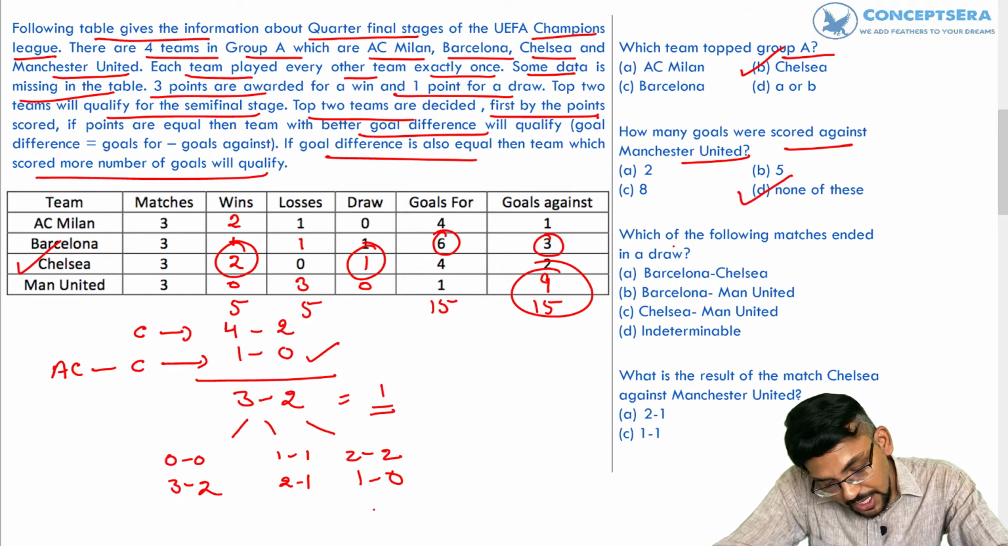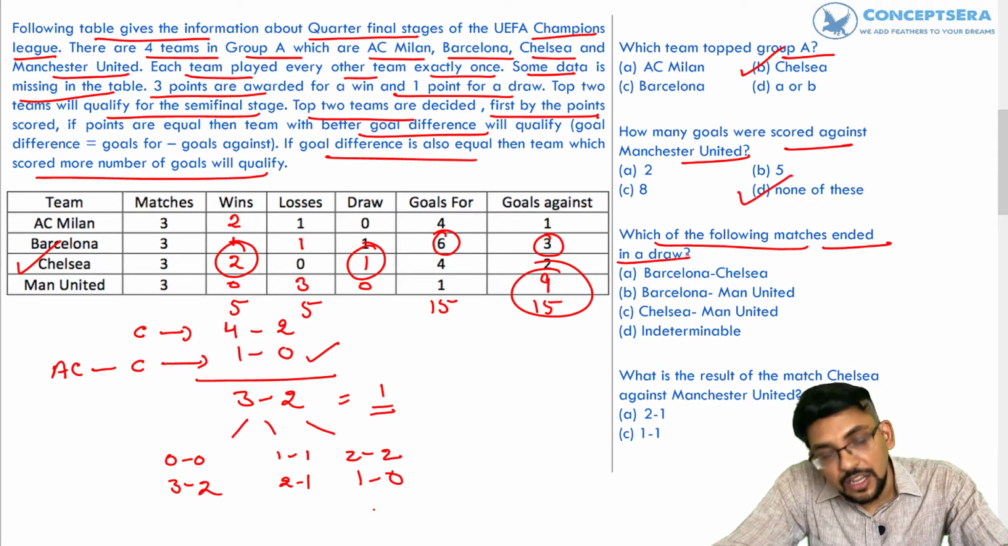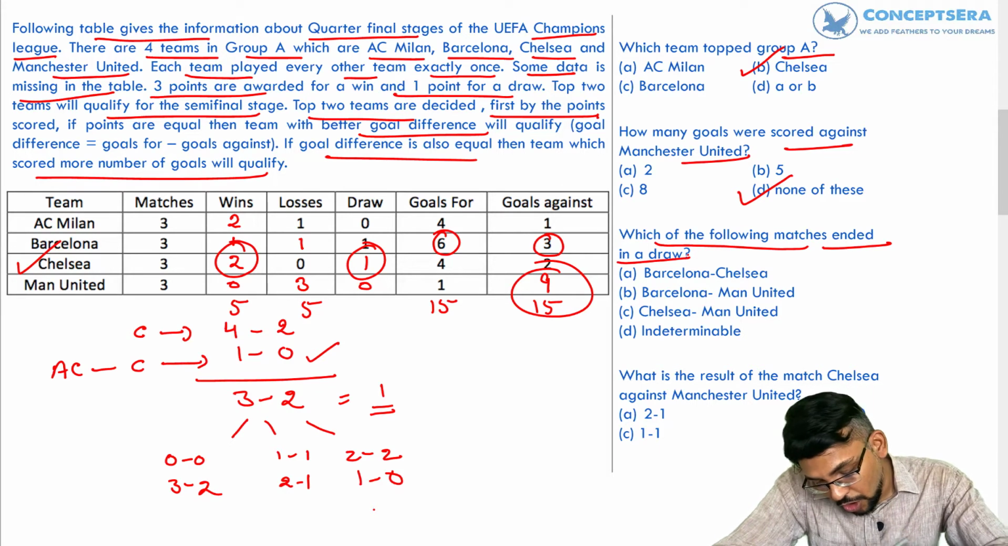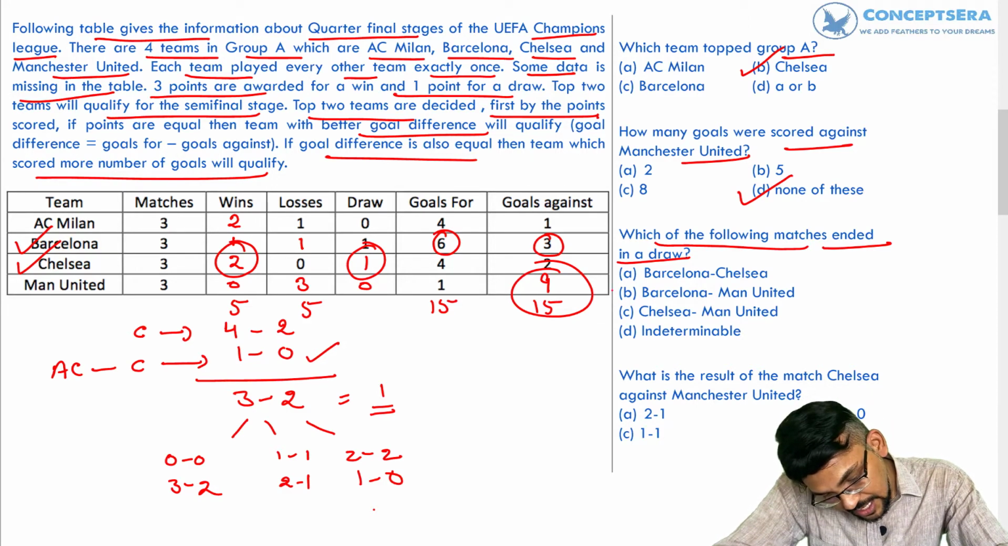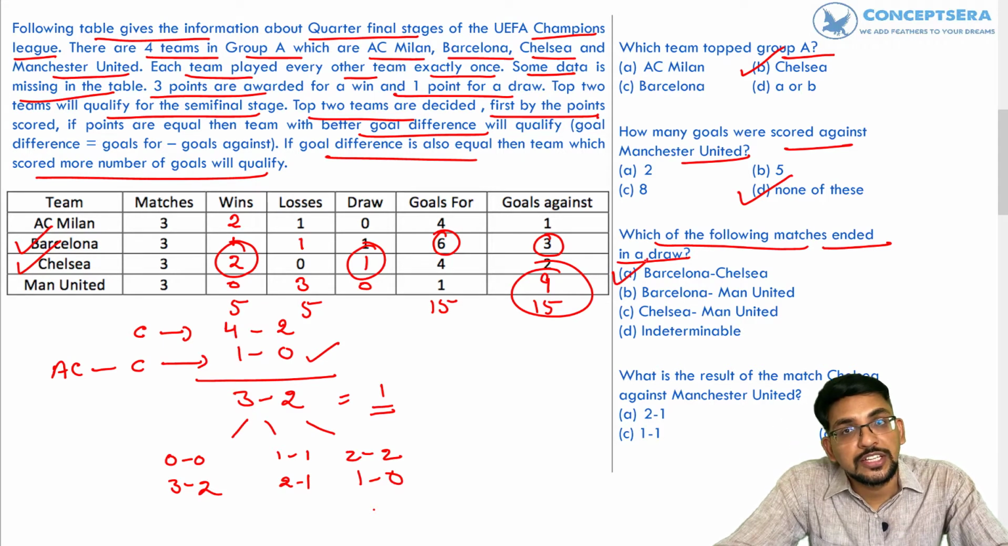Third question, they're asking which of the following matches ended in a draw. If I'm looking for a draw, it is happening only for Barcelona and Chelsea. It means when Barcelona and Chelsea played the match, it was a draw. So here we can say the correct answer has to be A, Barcelona and Chelsea.